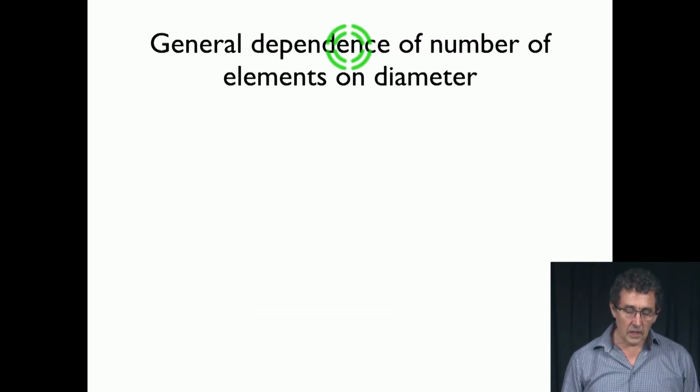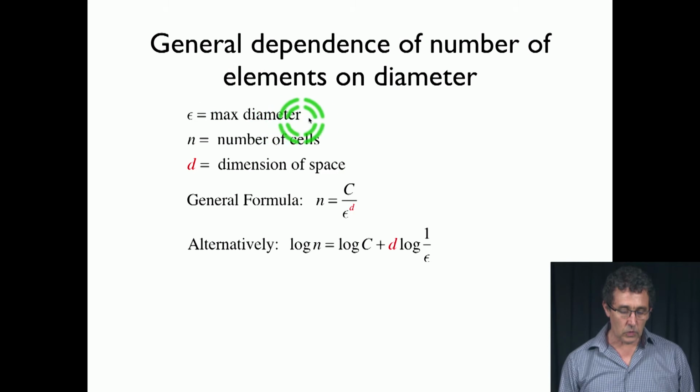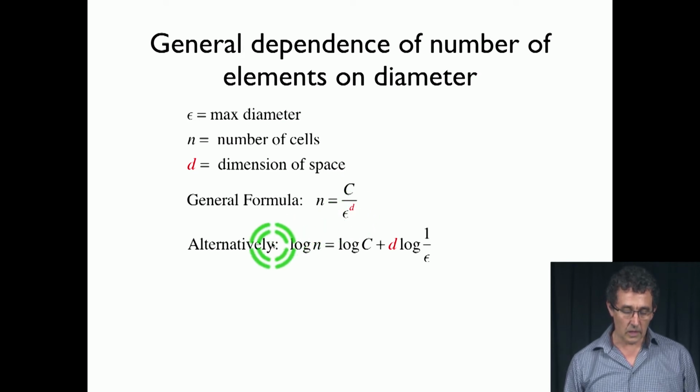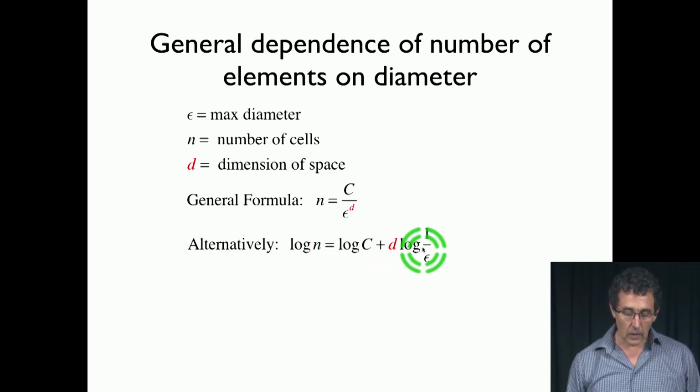So we can think about this as a general dependence of the number of elements on diameter. We have epsilon, which is the max diameter, n, which is the number of cells, and d, which is the dimension of the space. Then the general formula is that n is equal to some constant, we don't really care about this constant, divided by epsilon to the d. Or alternatively, if I take log on both sides, I get log n is equal to log c plus d log 1 over epsilon.